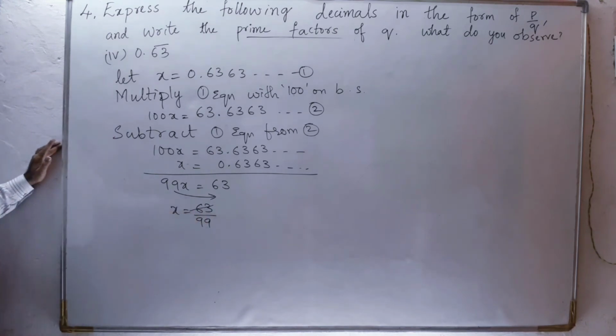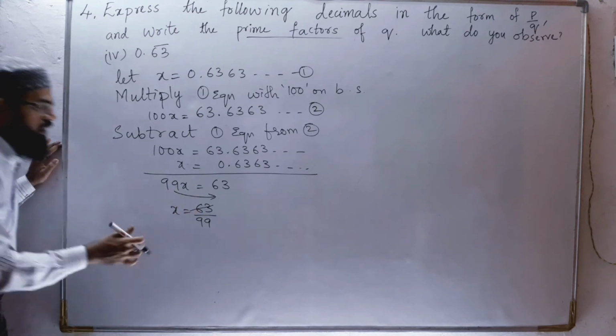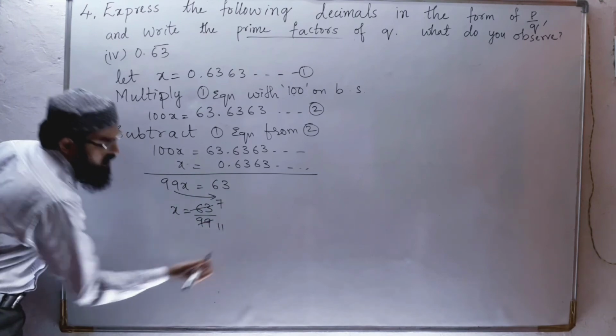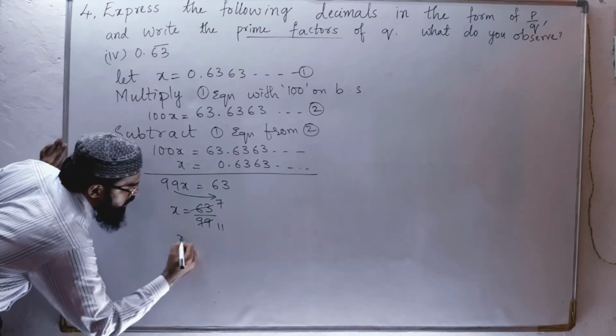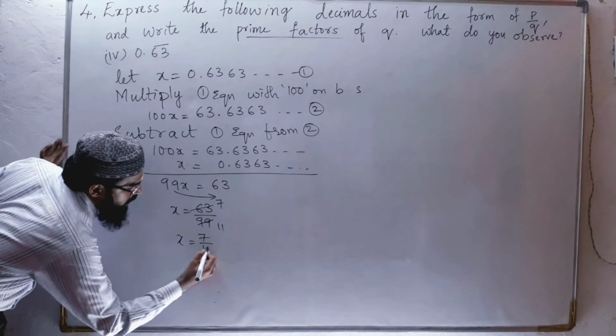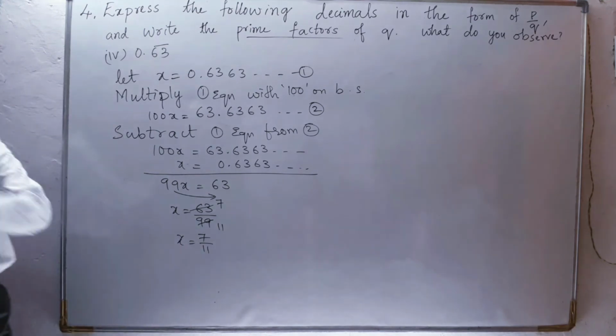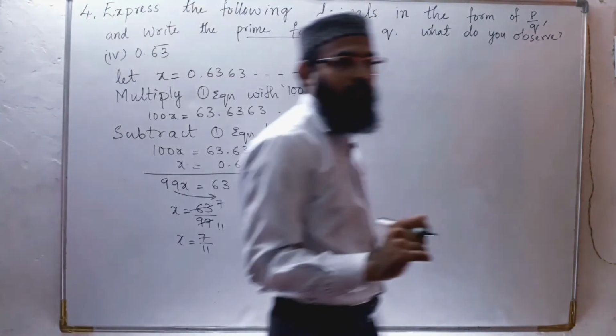So we can cancel with 9 as well as with 3. Let us go with the 9 table. 9 7s are 63, 9 11s are 99. So x equals 7 by 11. Here the denominator is 11. It is not in the form 2 to the power of m into 5 to the power of n.